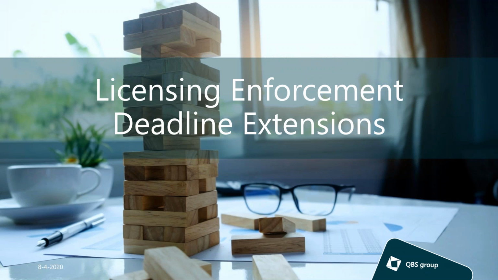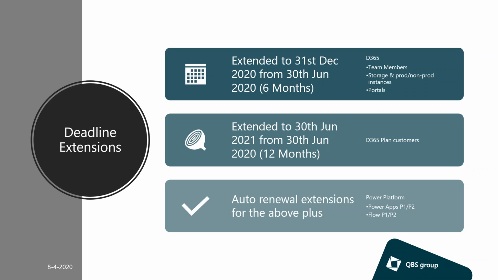The third and final thing to cover today in this update is the licensing enforcement deadline extensions that have been announced. These upcoming enforcement deadlines have been updated in response to the ongoing COVID-19 crisis to help ensure customers' business continuity with Microsoft Dynamics 365 and Microsoft Power Platform during this time. The changes are: team member licenses acquired prior to October 2018 can now be renewed up until the 31st of December 2020, extended from June the 30th. This means that from January the 1st, 2021, all renewing customers will need to transition to the new team member licenses.